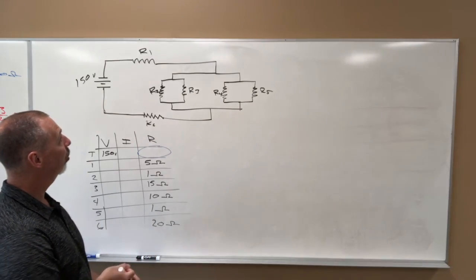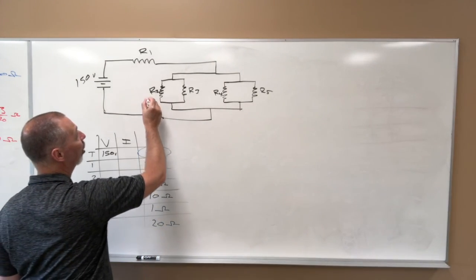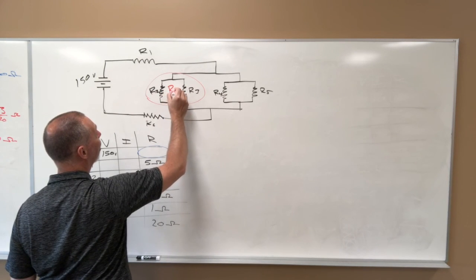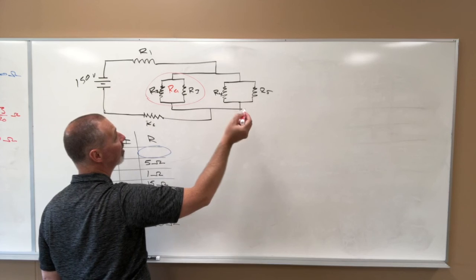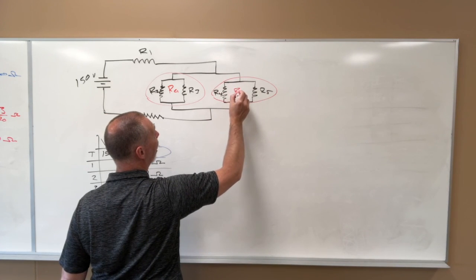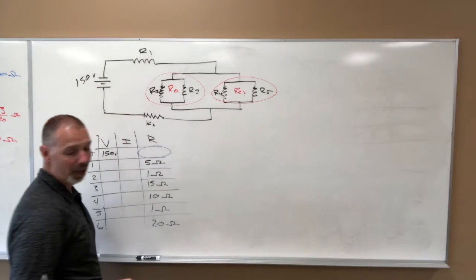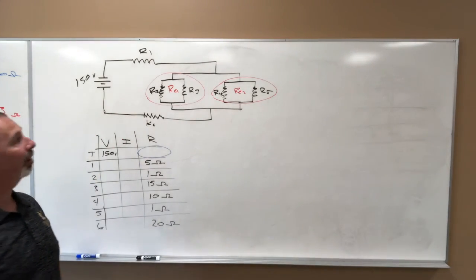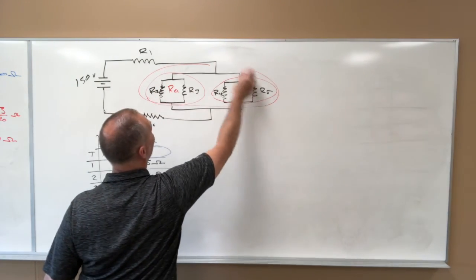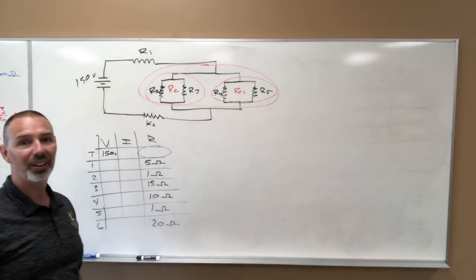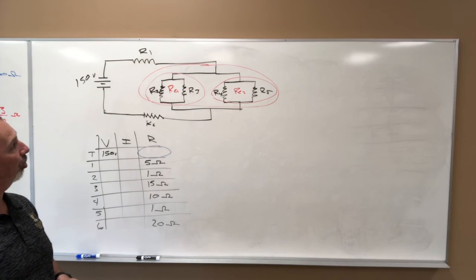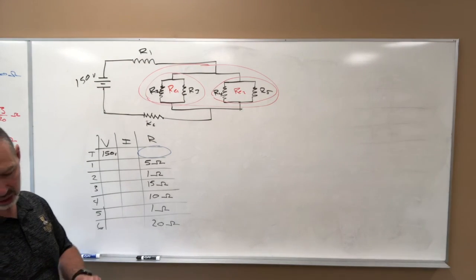All right, so the first thing we're going to do is take a look at R2 and R3, and we're going to call that RE1. And then secondly, we're going to look at R4 and R5, and we're going to call that RE2. And then we're going to combine the whole thing together, and we're going to look at this whole section here, and we're going to call that RE3. All right, so let's start by finding RE1.